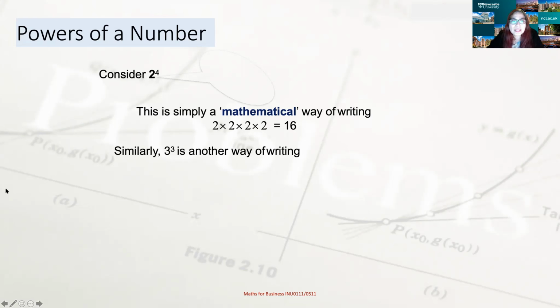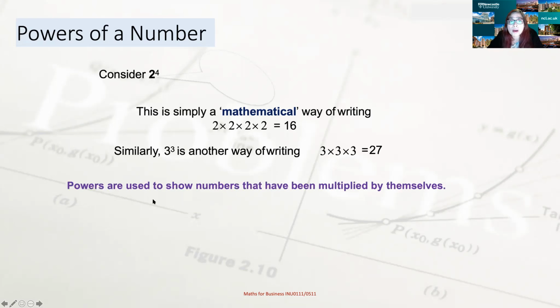Similarly, for example, 3 to the power of 3 is another way of writing 3 times 3 times 3. It is a simple way of writing. So powers are used to show numbers that have been multiplied by themselves. That's why we use power.